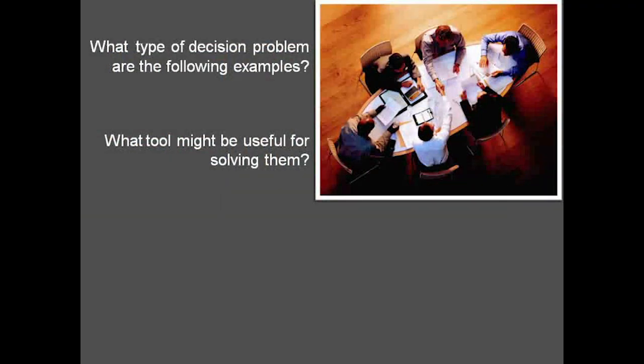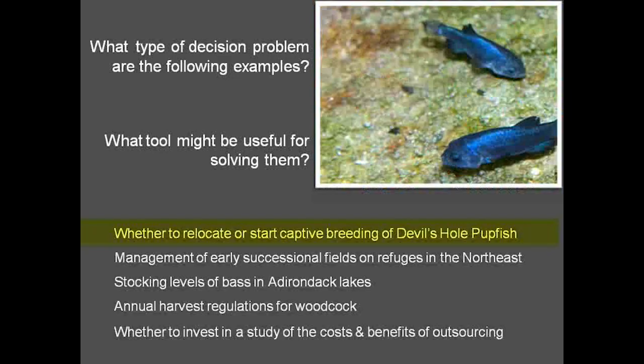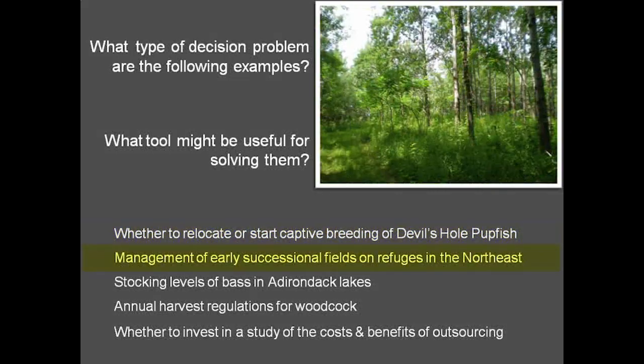So with that in mind, let's end with a little bit of individual work, and let's work through this quiz. Spend a little time individually thinking about this question. What type of decision problems are the following examples, and what tools might be useful for solving them? Whether to relocate or start a captive breeding program for the devil's hole pupfish. What kind of decision problem might that be, and what tools might you use?